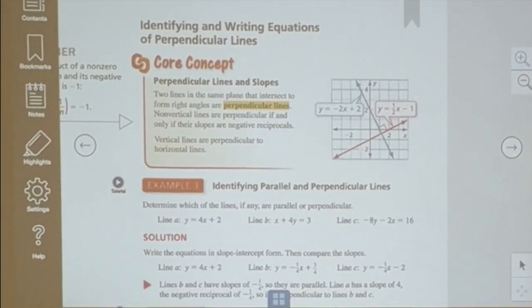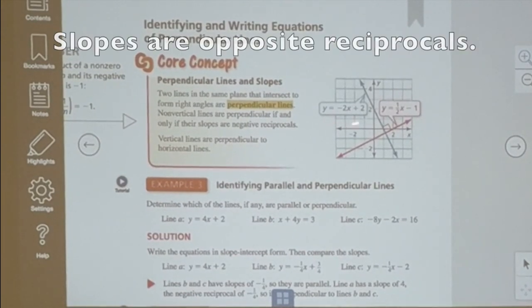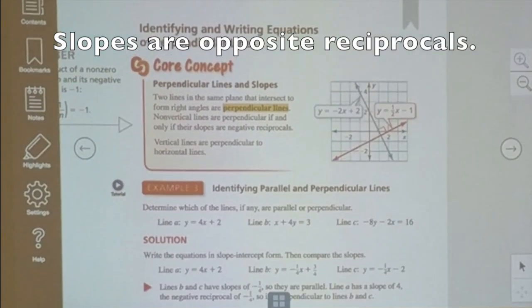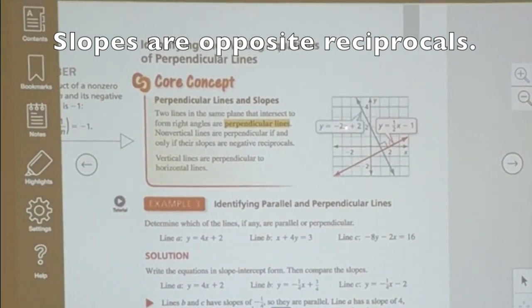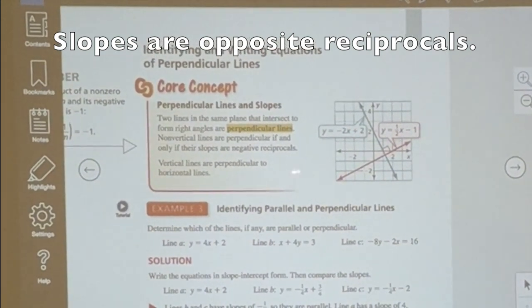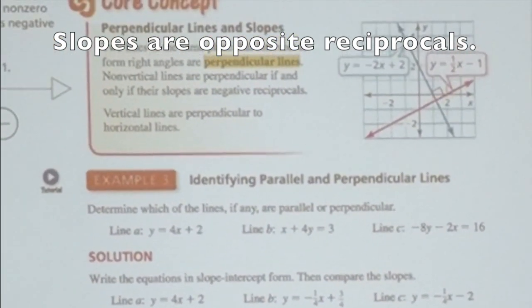One's a fraction, it is a fraction, you just may not notice it. They're both fractions, but what's different about them? One's negative and one's positive. And then what do you think is the difference between these two? And the word is right here. Reciprocal. Okay, it's a reciprocal.